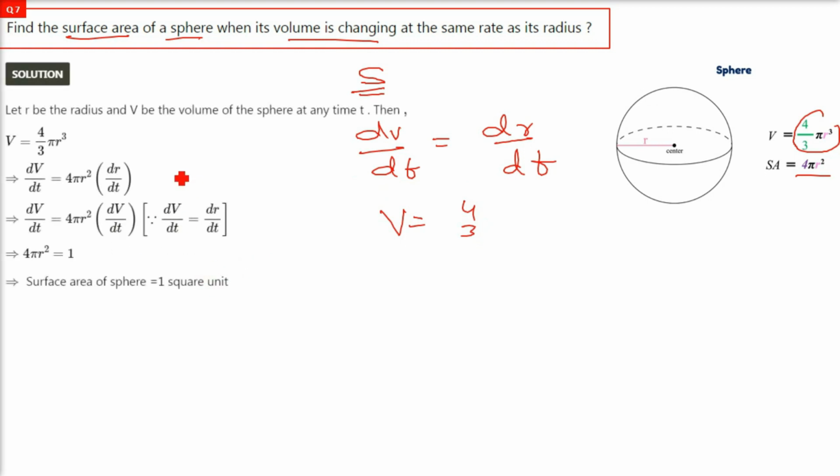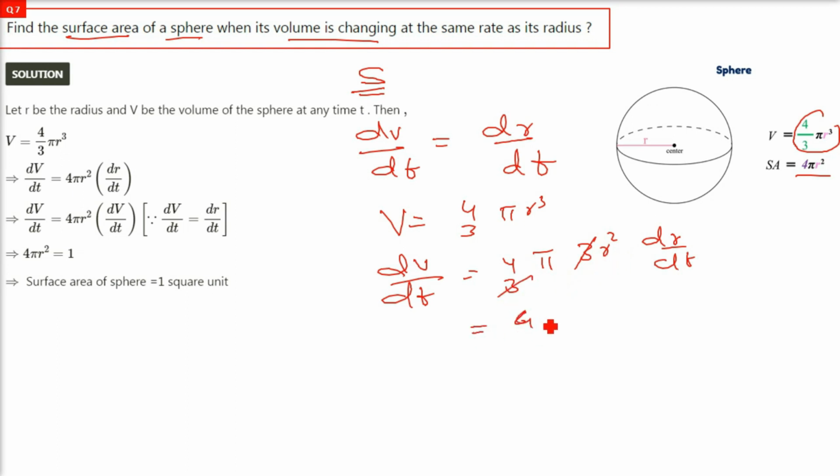Volume we already know. Volume is 4/3 pi r cube, and differentiation of this we have done many times. It's 4 pi r square. So you can just write 4 pi r square, and you need to differentiate r also because we are differentiating with respect to time. So this is 4 pi r square. Now, you need to find out 4 pi r square, isn't it? When you want to find out 4 pi r square, that means you have to eliminate dv by dt and dr by dt, or you have to have the value of these two.